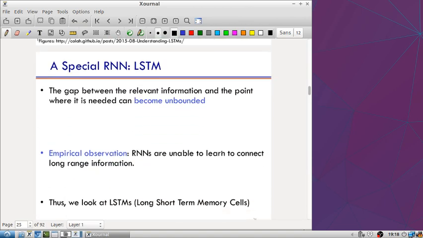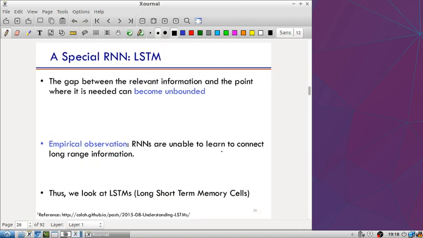So to fix that, there's this thing called the LSTM cell, which replaces the A block.